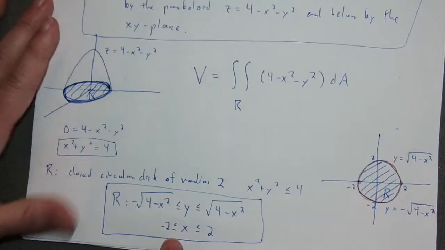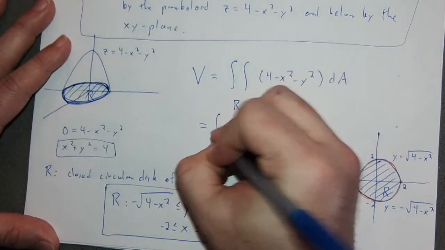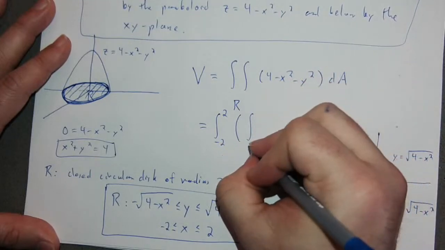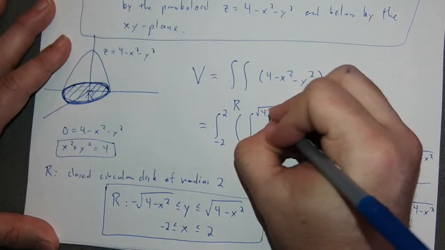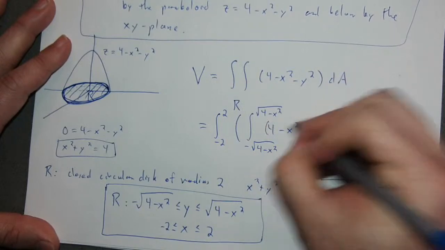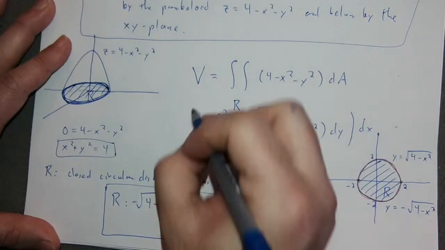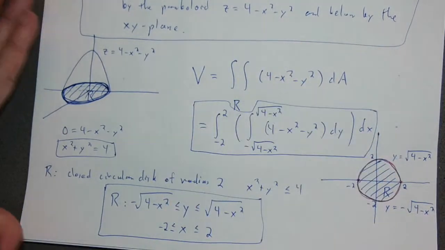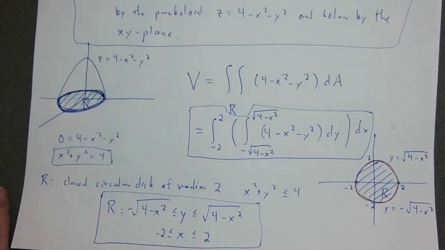Now that we have R written as a vertically simple region, rewriting this integral, this is the integral from minus 2 to 2 of the integral from minus square root of 4 minus x squared to plus square root of 4 minus x squared of 4 minus x squared minus y squared dy dx. So that's the integral that I need to compute in order to find this volume.